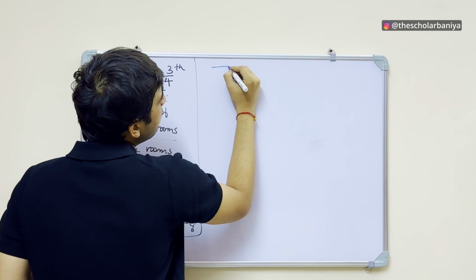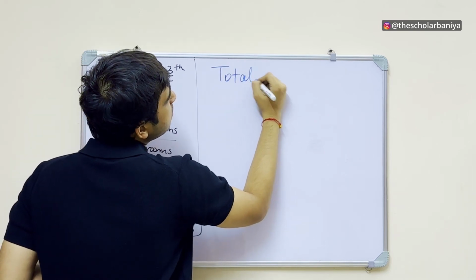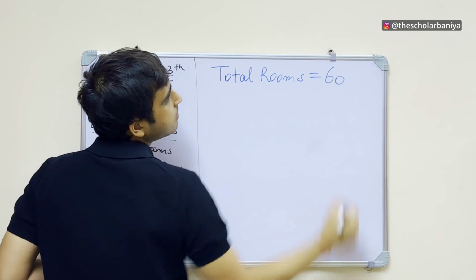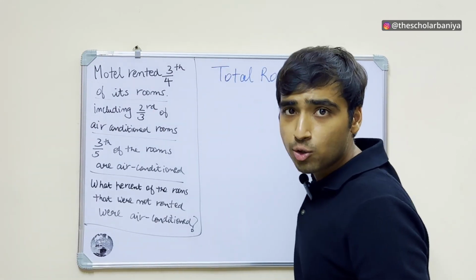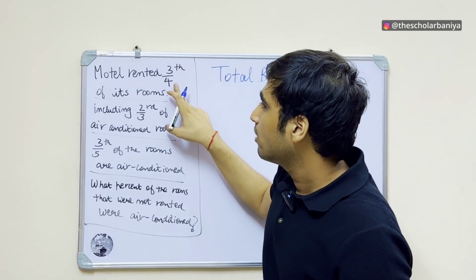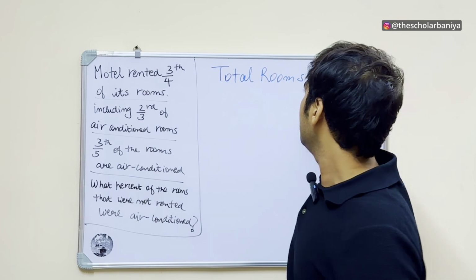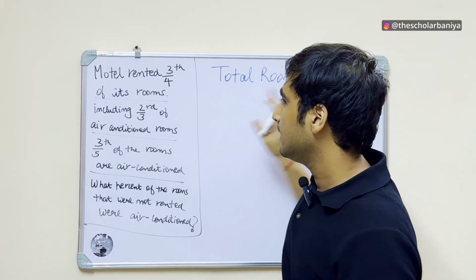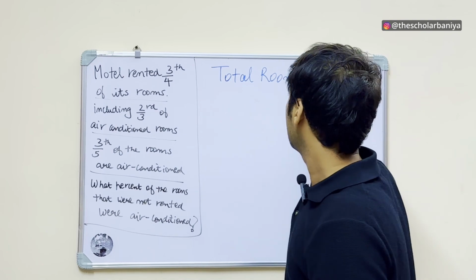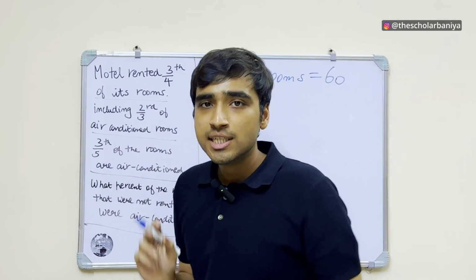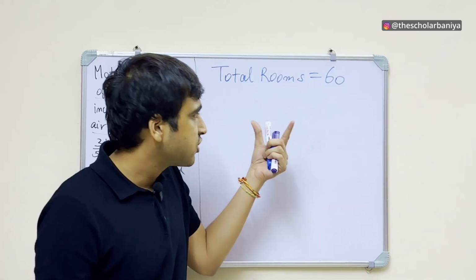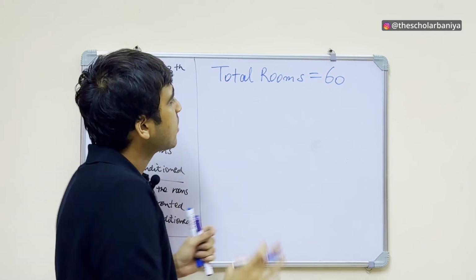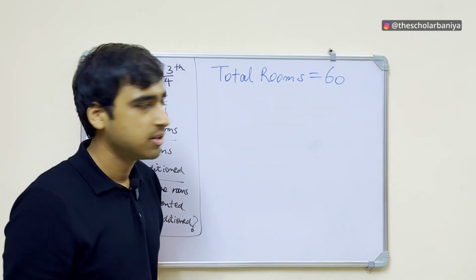So for example, we take the total rooms to be 60. Why did we take 60? We took 60 because 60 can be easily divided by 4, by 3, and by 5. So that is the reason we took such a number which can easily be solved, right? So let's assume there are total 60 rooms.